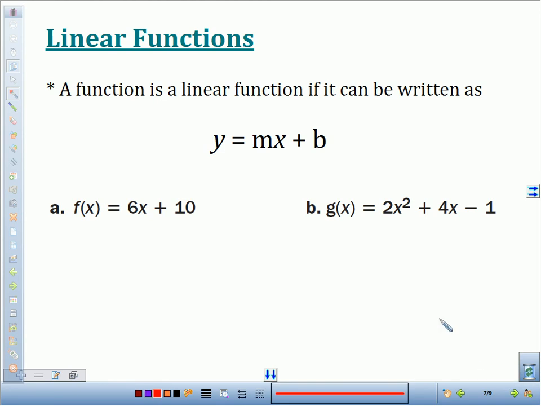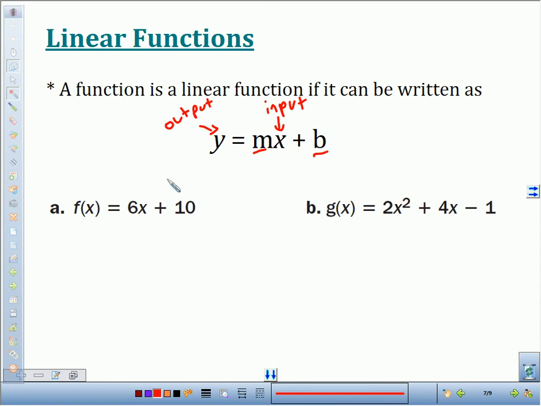A function is considered a linear function if it can be written in this form, y equals mx plus b. Again, here we have input, we have output. M and b are just numbers. M and b can be any numbers, usually except 0. But usually there'll be some number. M will often be a fraction, and b will usually be a whole number of some kind.